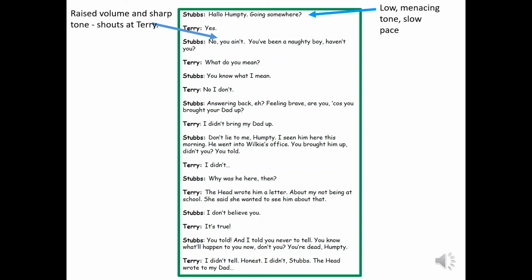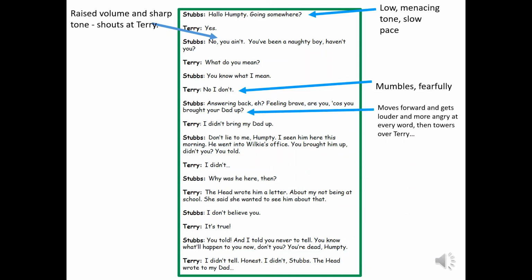Or you could shout and tell him, no you ain't. Maybe. If you're secured, you're doing Terry as well. So when Terry says no I don't, you could mumble. So he's probably got his head down and mumbling really fearfully. And then if you're mastered, so you're looking at movement, where Stubbs says, answering back, feeling brave are you because you brought your dad up?